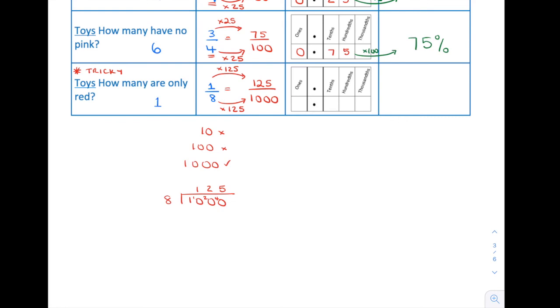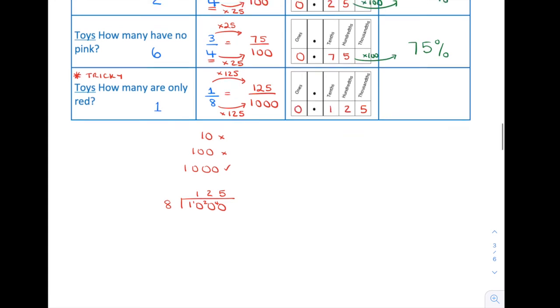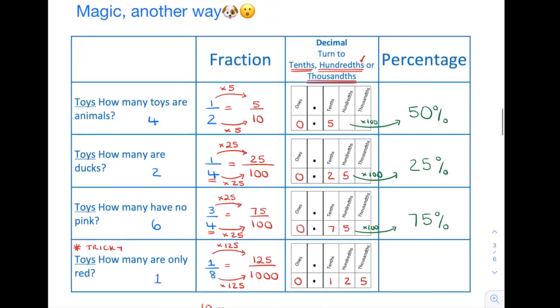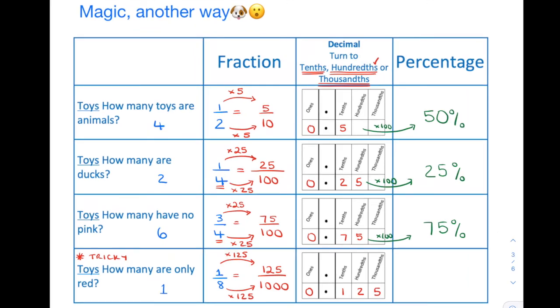So that's 125 1,000ths. And putting that into your columns, starting with the thousandth this time, 5, then the 2, then the 1, gives you 1/8 is 0.125 as a decimal. And for the percentage, multiply by 100. 0.125 times 100 is 12.5%.